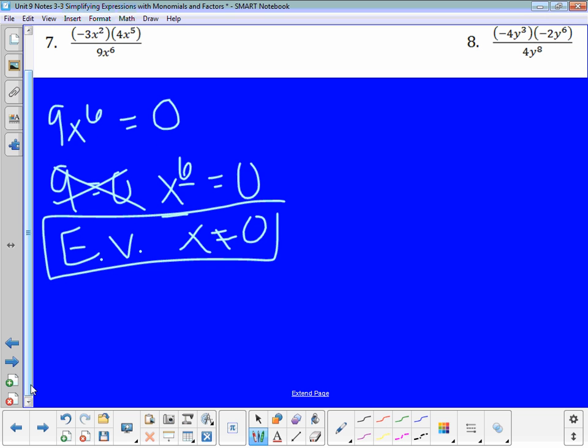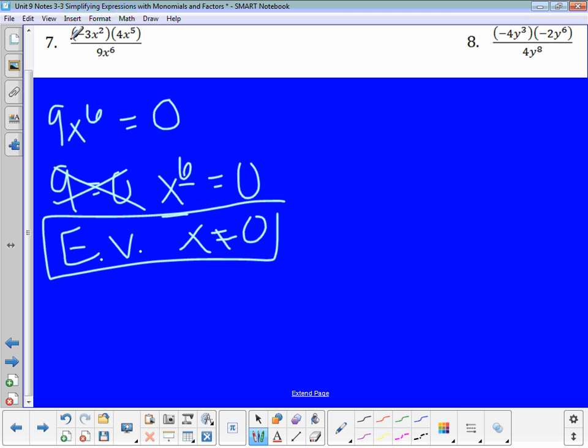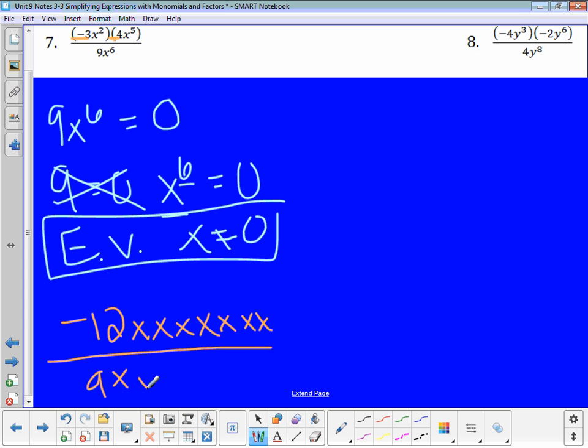Now we want to go through and do some simplifying. So the first thing I want to do is multiply the -3 and the 4. And that's going to give me -12. And then I have 2 x's, and then I'm going to have 5 x's after that. On the bottom, I'm going to have 9, and then I'm going to have 6 x's.